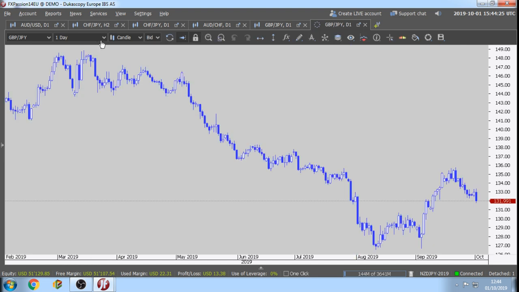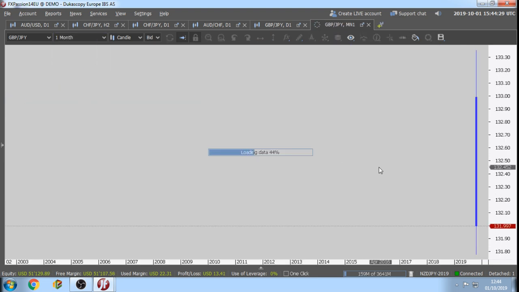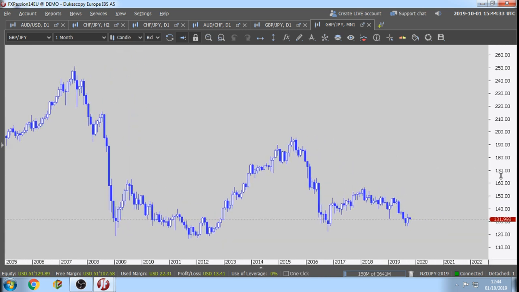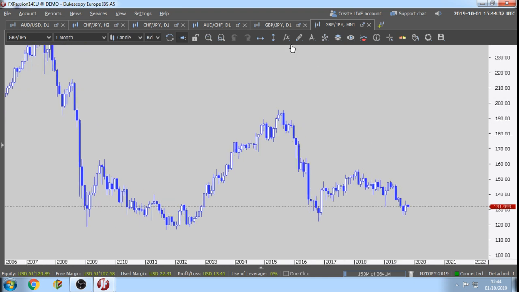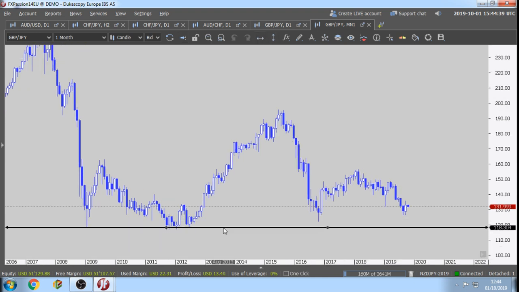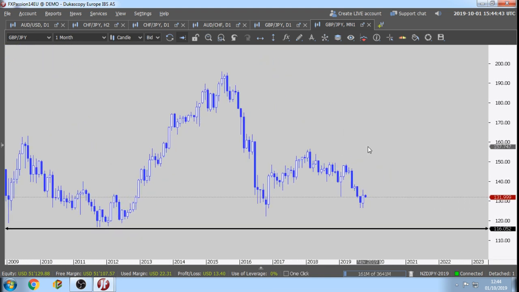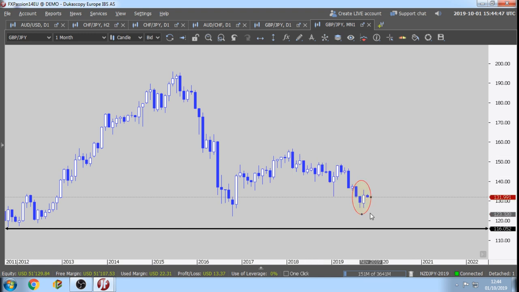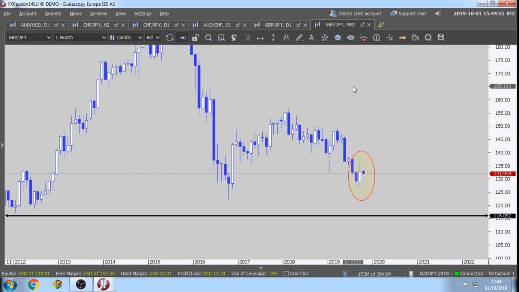Now, let me see the monthly chart. Monthly chart. Okay. Miguel, you have a problem, my friend. A technical problem. Or we have a problem. Okay, and the problem is the bullish candlestick formation from the monthly.